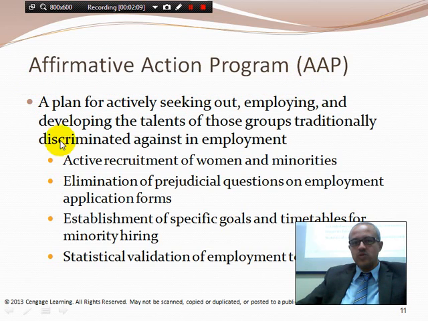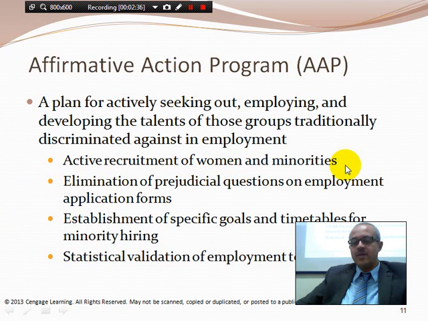Affirmative Action Program is a plan for actively seeking out, employing, and developing the talents of those groups traditionally discriminated against in employment. There is a law now in Yemen that says you have to have 30% of your top management team be women. Or maybe there's a law that says 50% of top management of a government organization has to be from the south or from the north.